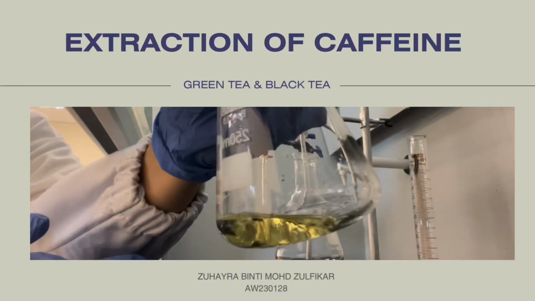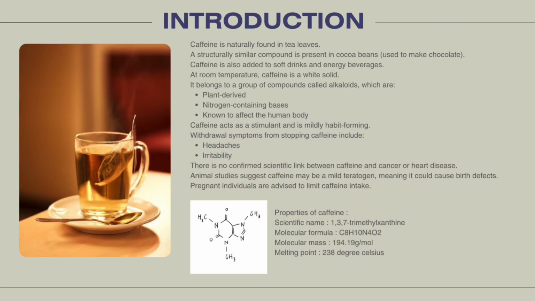Salam and hi, today I will be presenting a project on the extraction and comparison of caffeine content in green tea and black tea. Caffeine is a naturally occurring substance found in tea leaves, coffee beans, and even cocoa beans, which are used to make chocolate. It's also commonly added to soft drinks and energy beverages.